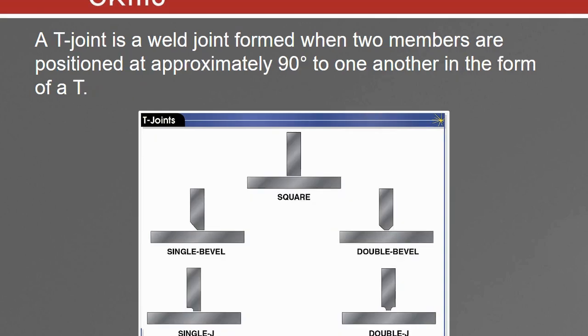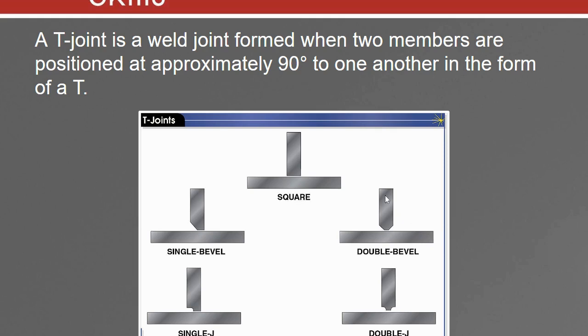A T-joint is a weld formed when 2 members are positioned approximately 90 degrees to one another in the form of a T. Now in the class, these might be known as T-joints, X-blocks, fillet welds, whatever you want to call them. Same thing here. We have our square, which has no joint preparation at all. We have a single bevel here, single J, double bevel. Now, once again, any of the doubles, usually it's going to be on real thick material.